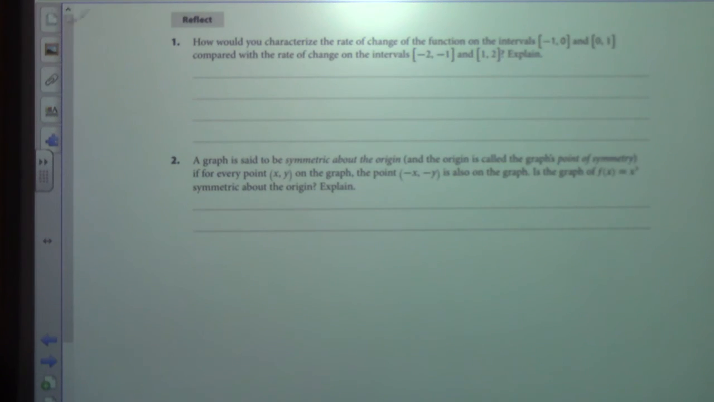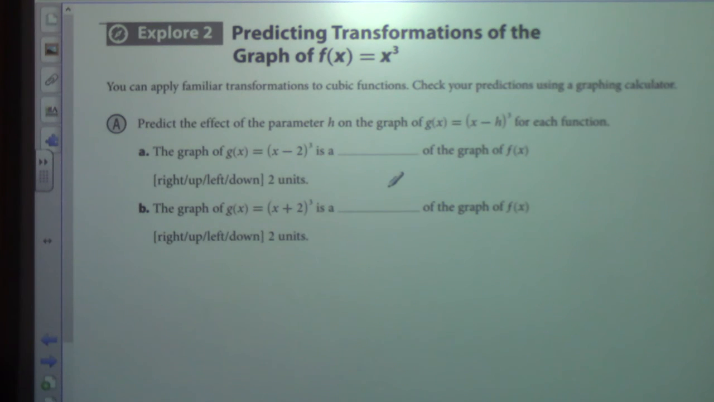Now we're going to look at some types of transformations of this, and then we'll start some exercise set today. So explore 2, predicting the transformations of the graph of f of x equals x cubed. Predict the effect of the parameter h on a graph of g of x equals quantity x minus h cubed for each function. And so the graph of g of x equals quantity x minus 2 cubed is a what of the graph of f of x? And is that going to take this thing right, up, left, or down 2 units?